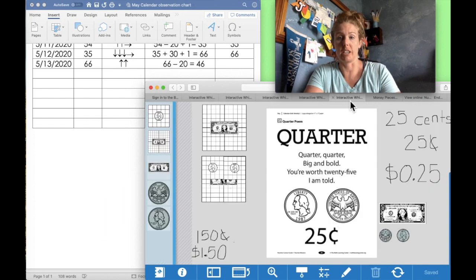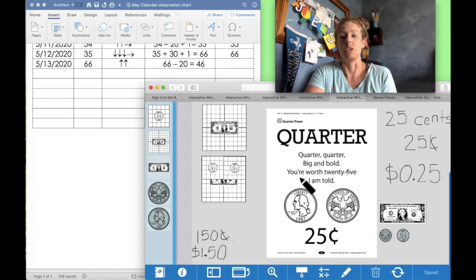Let's look at our collecting coins. Let's start off with our poem. Quarter, quarter, big and bold. You're worth 25, I am told. So we have 25 cents here, and we're collecting our quarters. We will add another quarter for today. We have a whole dollar, and now we have 3 quarters. So let's make sure that we put another quarter down that has our fraction here. We have 3 out of the 4 quarters that it takes to make a dollar.